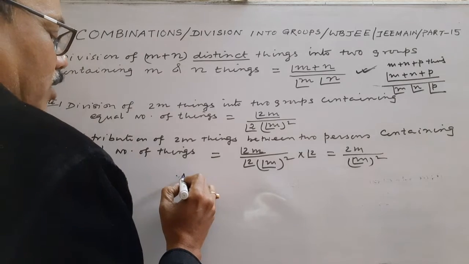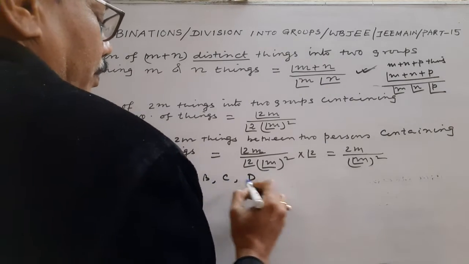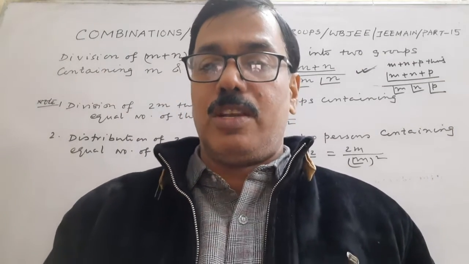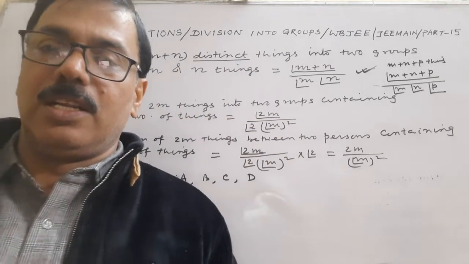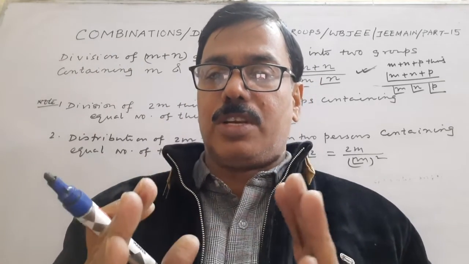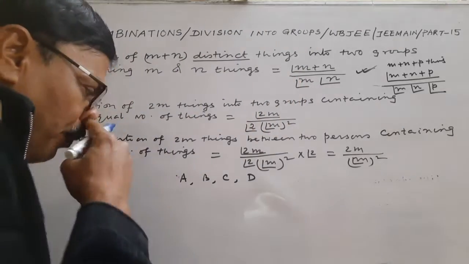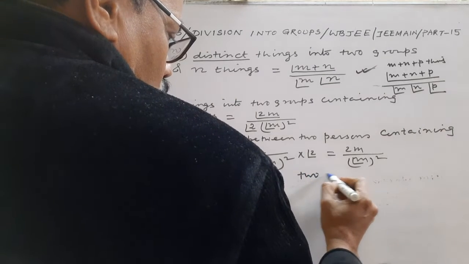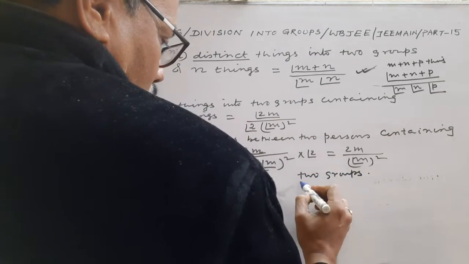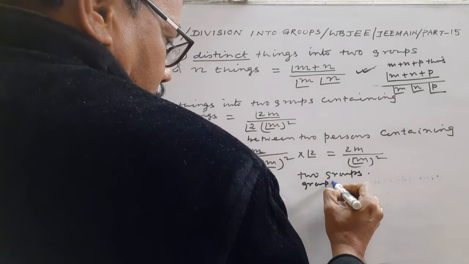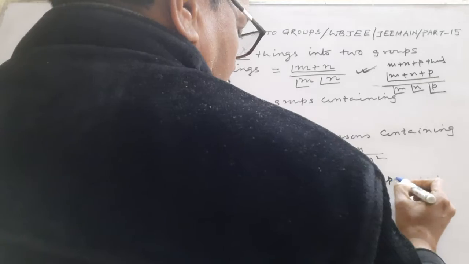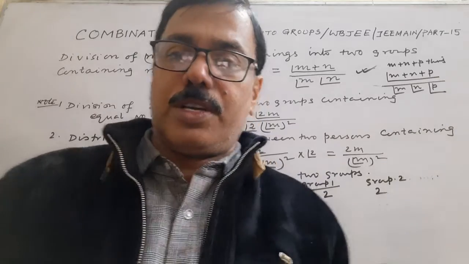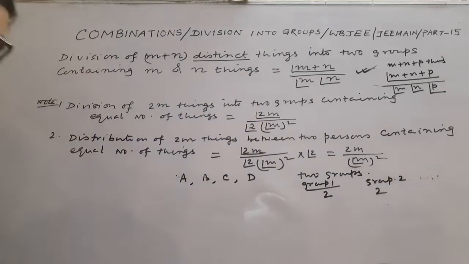Suppose there are 4 things A, B, C, D, and we want to divide these 4 things into 2 groups containing an equal number of things, that is containing 2 things in each group. So look, 4 things, 2 groups. Group 1 and group 2, containing 2 each. So first group containing 2, second group containing 2.